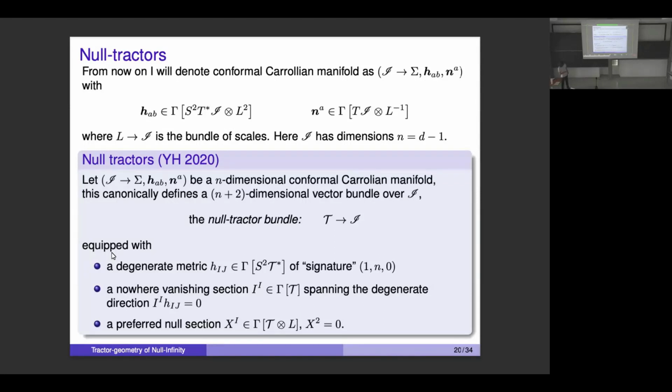It is equipped with the following things, which come canonically. You have a degenerate metric. This degenerate metric has rank 1, and there is a nowhere vanishing preferred section, this I, which is spanning the degenerate direction. Then, as always in tractors, you have this preferred null section. So in this sense, it's very similar, yet very different. They are null tractors, just because the conformal Carrollian geometry is null, degenerate.